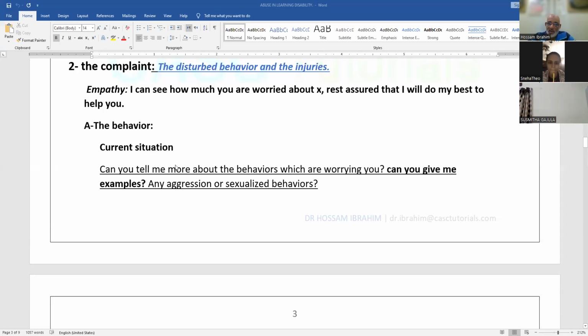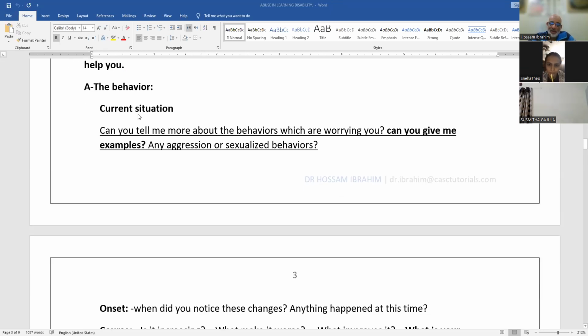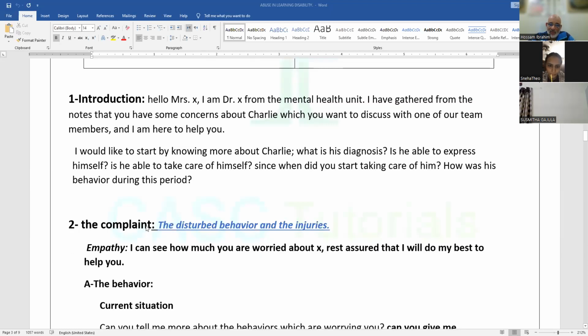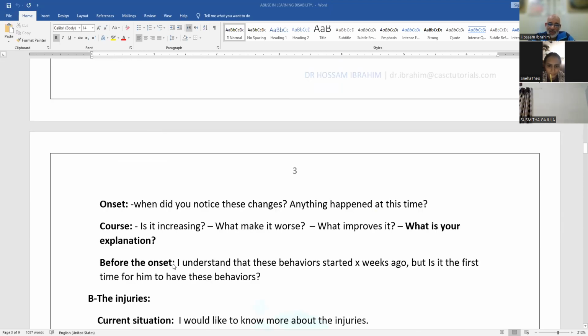This is how you start the station. You want to know exactly the items of the complaint of the behavior and the items of the complaint of the injuries. What are the items of the complaint of the behavior? Here, the current situation of the behavior, the onset, course, and the duration of the behavior, and how was he doing before that and before the onset. I understand that this behavior started X weeks ago, but is it the first time for him to have this behavior? So this is regarding the behavior.